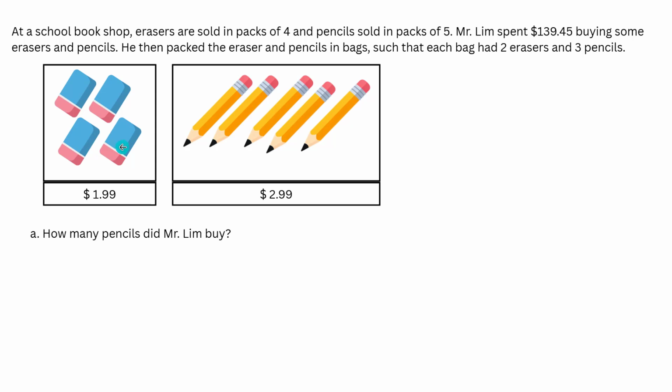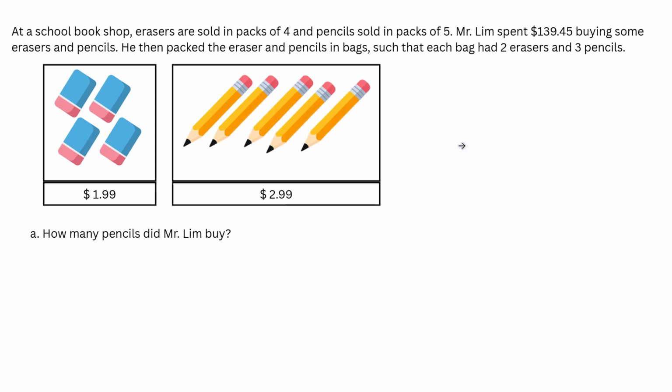At a school bookshop, erasers are sold in packs of 4. Each packet has 4 erasers, and each of this particular packet costs $1.99, and each packet of pencils has 5 pencils, and that costs $2.99. Mr. Lim bought pencils and erasers for a total of $139.45, and he then packed the erasers and pencils in bags such that each bag had 2 erasers and 3 pencils. So how many pencils did Mr. Lim buy?